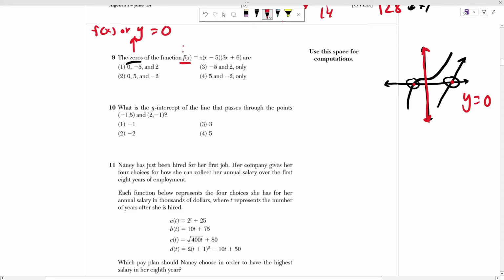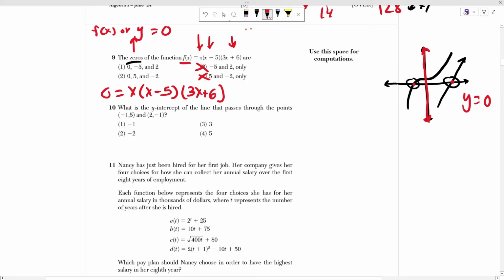So when is f of x, or x times (x minus 5) times (3x plus 6), equal to 0? We need to solve what makes this equal to 0. Remember that anything multiplied by 0 is 0. So the only way I can make this whole thing 0 is by making this parenthesis equal to 0, this parenthesis equal to 0, or this value equal to 0. So my first zero is actually going to be 0.